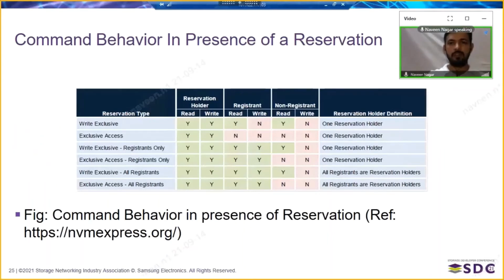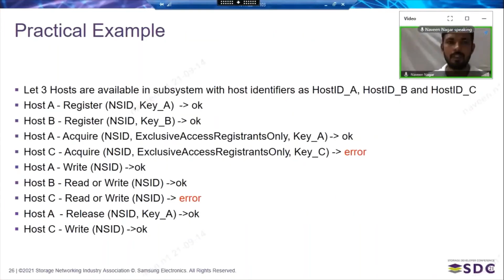While acquiring the reservation, the host application will also specify the reservation type. If the reservation type is exclusive access, in that case, only the reservation holder can perform read and write operations. All other hosts, which are registrants and non-registrants, cannot access this particular namespace. Now, we will see one practical example where three hosts are available in the subsystem with different host identifiers.